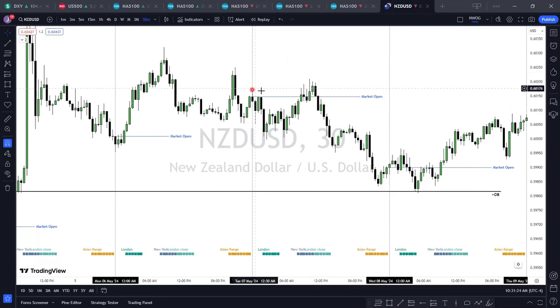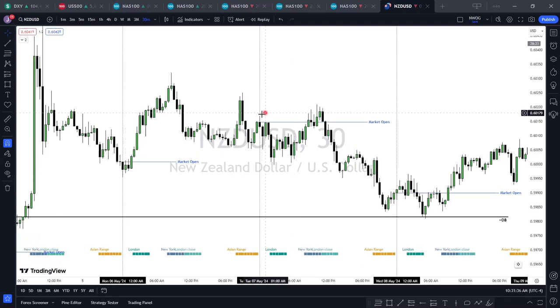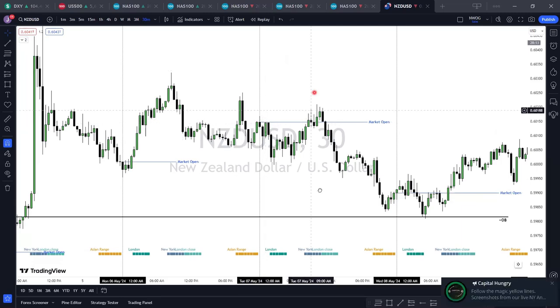I said to take partials here above this high. You want to be taking your partials above highs. Do not be greedy. Don't expect market to keep running and running. But whenever market takes out liquidity in short-term highs, you want to be taking your partials. Here is a good opportunity, but market didn't get to this point. But these two highs here are good opportunities for you to take profits.